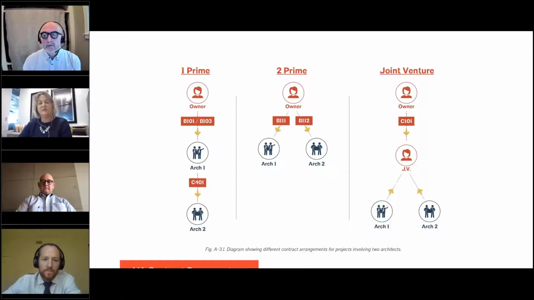But the AIA does have an agreement. The C101 was developed and updated in 2018, which is an agreement for architects to use to form a joint venture partnership on a project. And then once they enter into that joint venture partnership, they can then contract directly with the owner using a standard owner-architect agreement, such as the B101 or the B103.